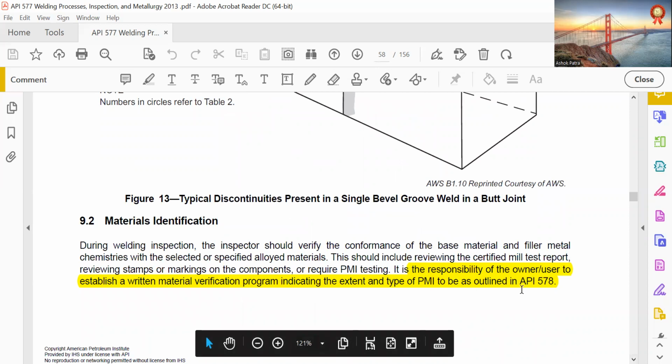Material identification: the responsibility of the owner user is to establish the written material verification program indicating the extent and type of PMI to be outlined in API 578.